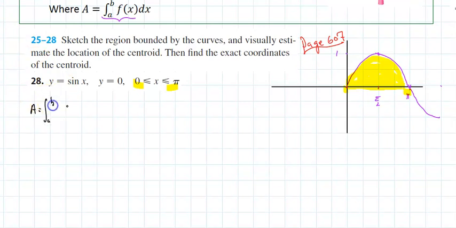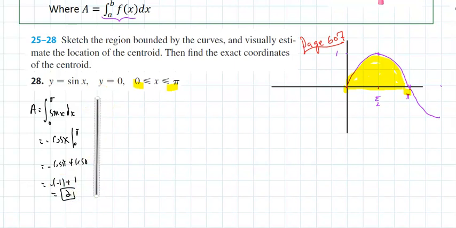That area is the integral from a to b, which is 0 to pi, of sine of x dx. That's negative cosine of x evaluated from 0 to pi. That is negative cosine of pi plus cosine of 0. That's minus a negative 1 plus 1. That's actually 2 units. Okay, no problem.